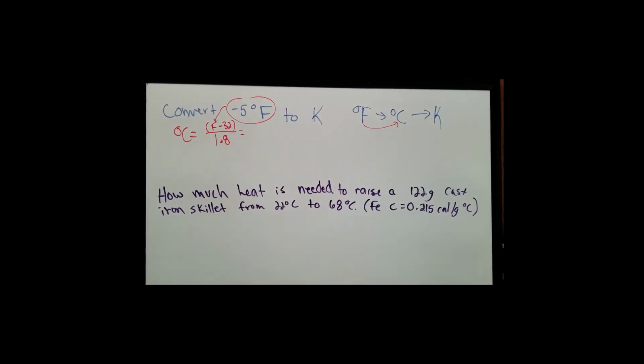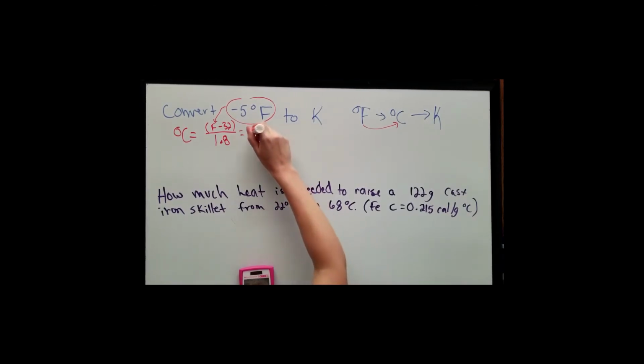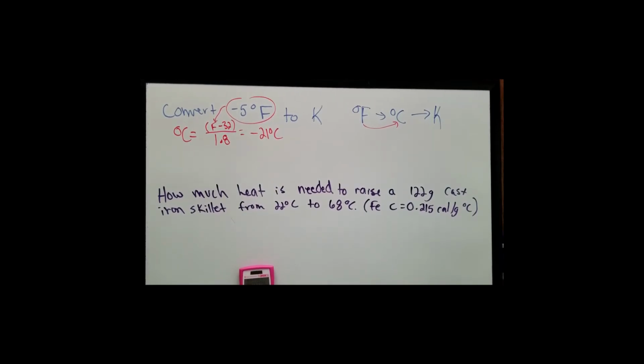And remember, the key with this equation, parentheses on the top. Do that calculation first. So we have -5 minus 32 gives me -37. I'm going to divide that by 1.8. I'm going to get -21 degrees Celsius. So from there, I'm at Celsius. Next, I need to go to Kelvin. So I'm going to pick the equation where Kelvin is equal to degrees Celsius plus 273. So I'm going to plug in my degrees Celsius and then add 273 to that. Get 252 Kelvin.